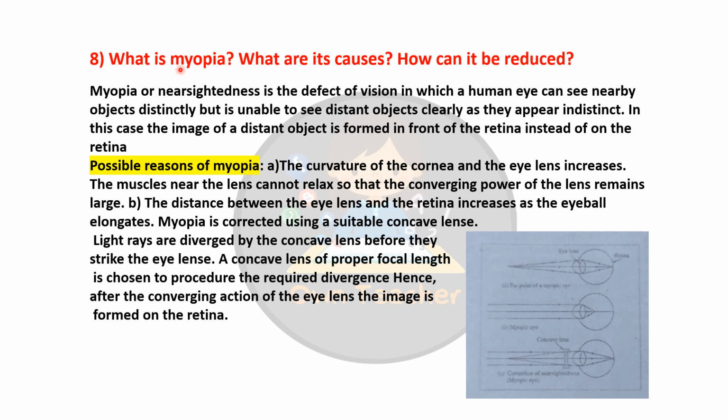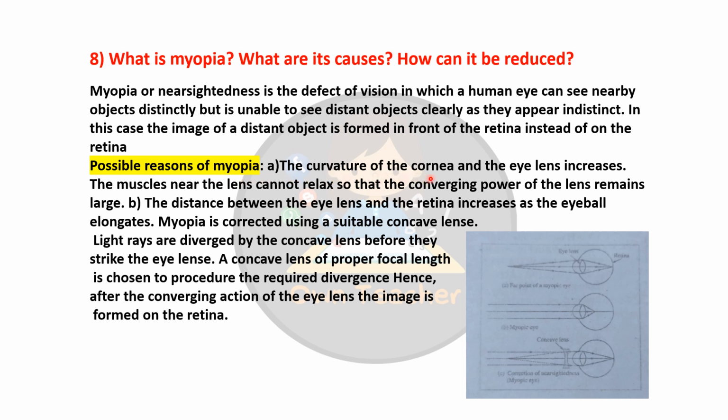8. What is myopia? What are its causes? How can it be reduced? Myopia or nearsightedness is the defect of vision in which a human eye can see nearby objects distinctly but is unable to see distant objects clearly, as they appear indistinct. In this case, the image of a distant object is formed in front of the retina instead of on the retina. Possible reasons of myopia.